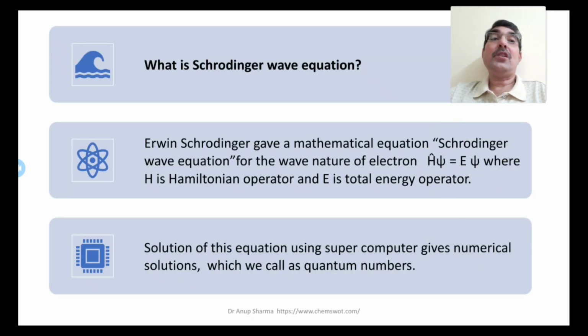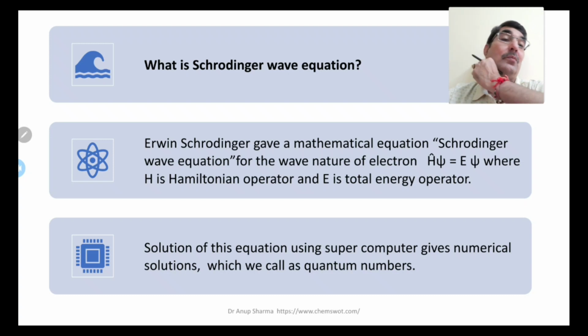Next, what is the Schrödinger wave equation? Erwin Schrödinger gave a mathematical equation, the Schrödinger wave equation, for the wave nature of the electron. You have already learned about wave nature and particle nature. This is about the wave nature of the electron, and he gave this equation Hψ = Eψ, where H is the Hamiltonian operator and E is the total energy. Solution of this equation using a supercomputer gives numerical solutions which we call quantum numbers.